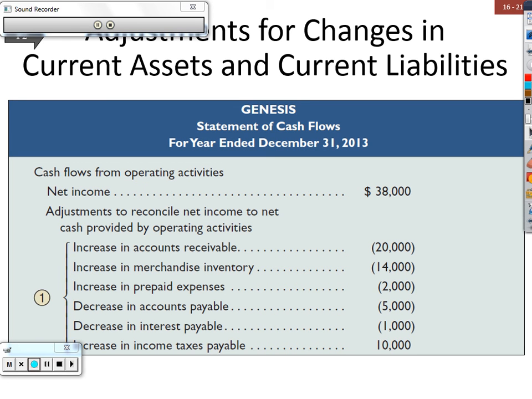What is accounts payable? Liability. It's the liability. And when you have a decrease in the liability, what do you do to net income? It's subtracted, right? Decrease in interest payable, that's still subtracted. Increase in income tax payable. So with an increase in a liability, what do we do? Add it to net income, good.